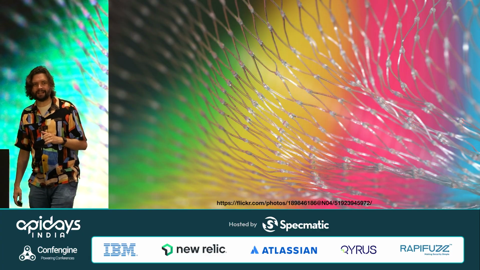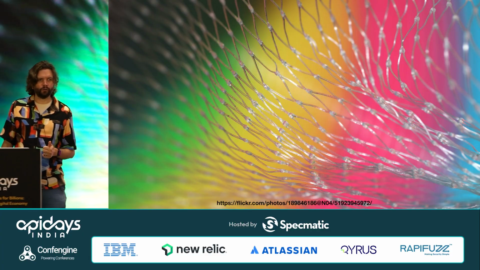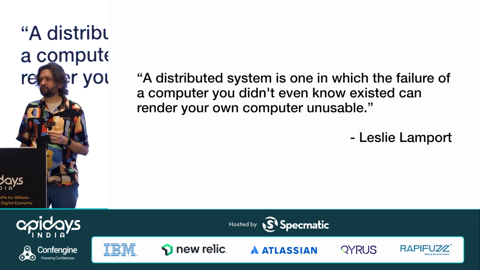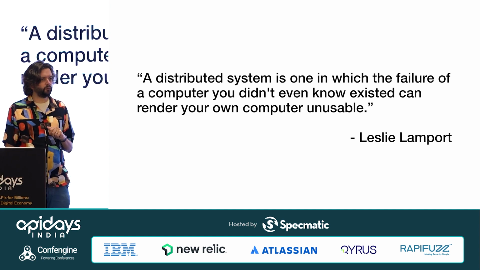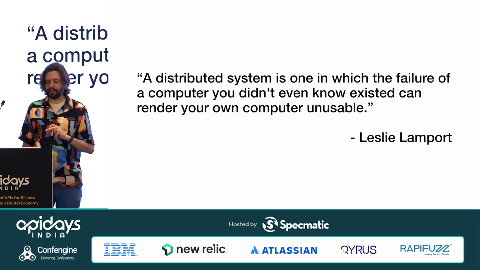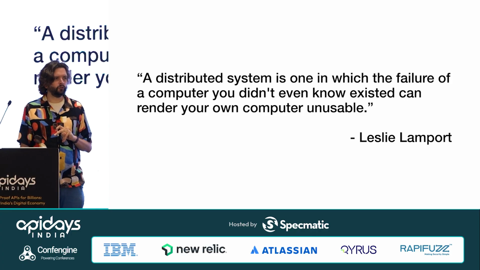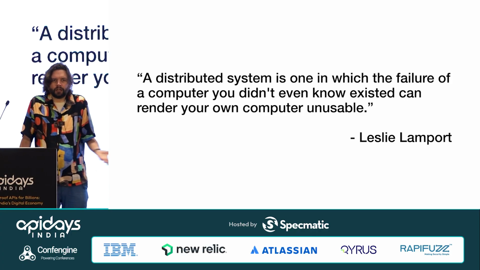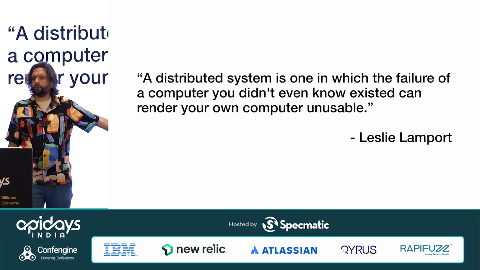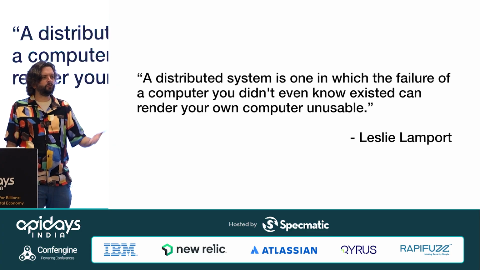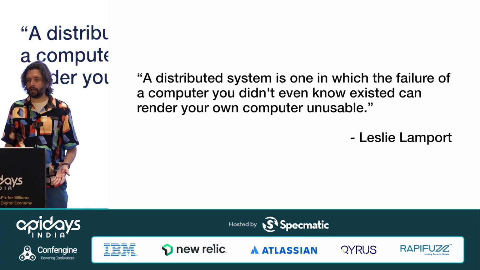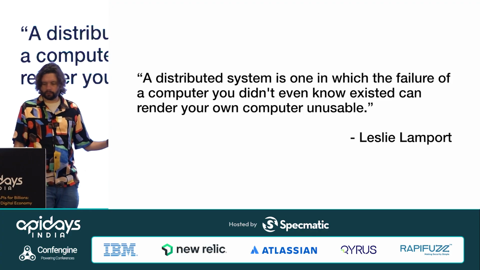This definition from Leslie Lamport is my favorite definition of a distributed system. A distributed system is one in which the failure of a computer you didn't even know existed can render your own computer unusable. And it's lovely, because distributed systems kick our asses all the time. And the more distributed they are, the more complicated they become, which is why we shouldn't be doing microservices, right?